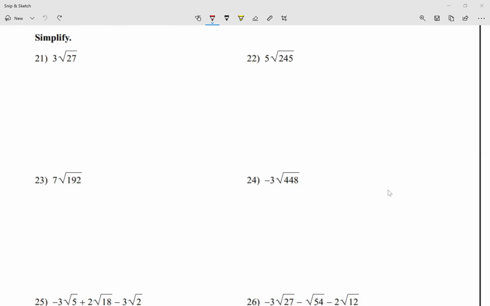All right, so for today, I'm going to be looking at questions 21 through 24. Homework for today is called Simplify Radicals.